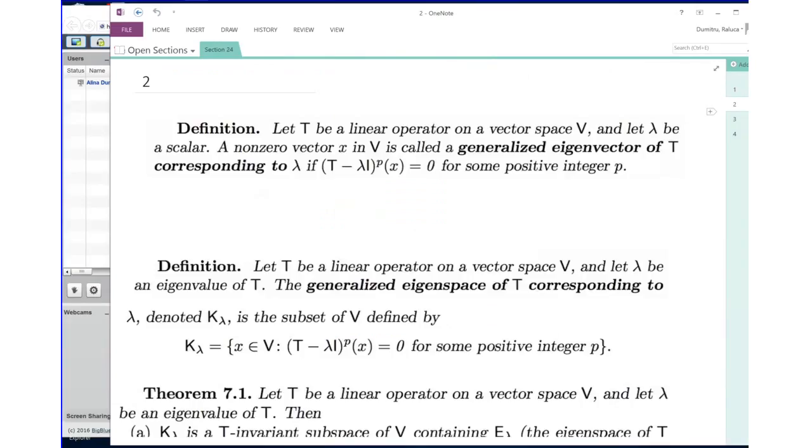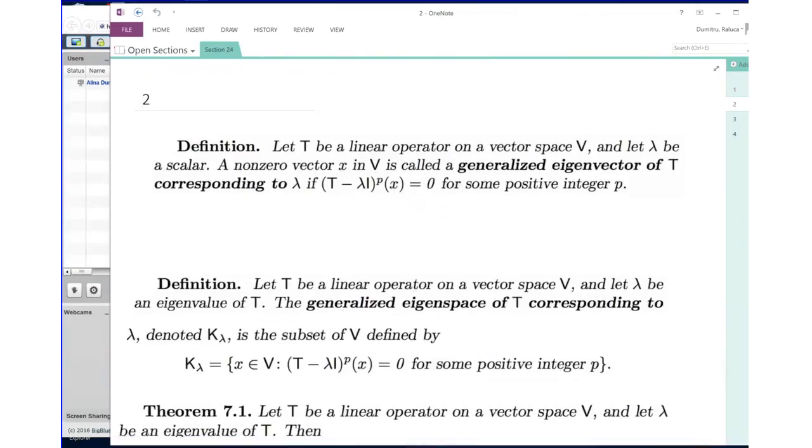So let's continue. Now, if lambda is a scalar, so I'm not assuming it's an eigenvalue, and x is a vector such that this holds for some positive integer p, then we're going to call x a generalized eigenvector.